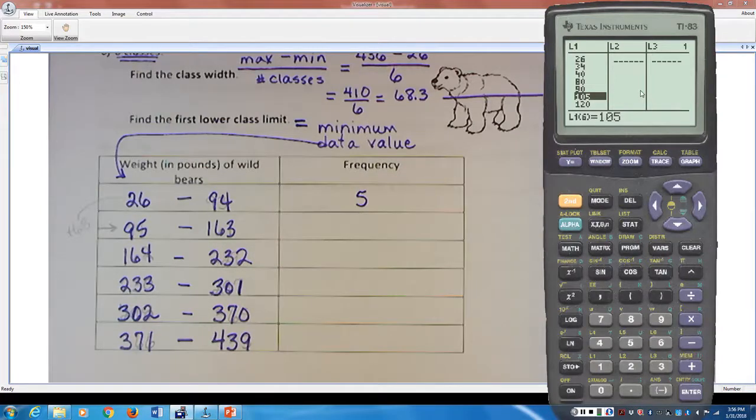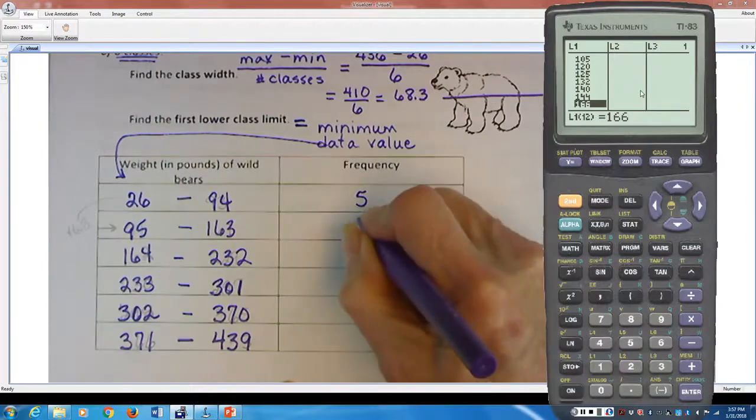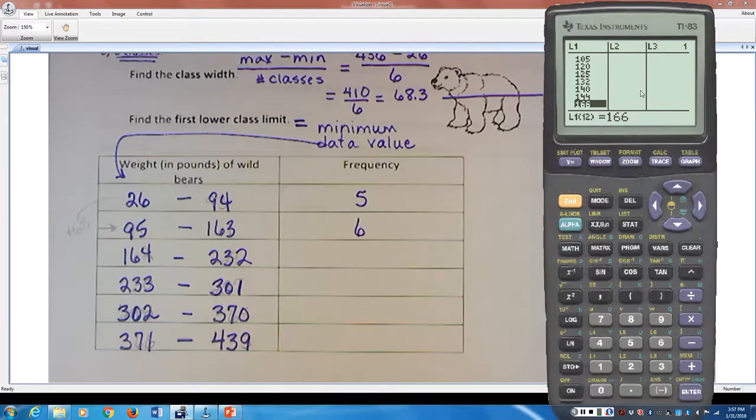And then I start again. And I have to stop when I see anything bigger than 163. So there's 1, 2, 3, 4, 5, 6. Oop. I'm done. I had 6 numbers. And then I start again, and I'm counting all the numbers that go from 164 to 232. So when I see anything bigger than 232, again, I stop.